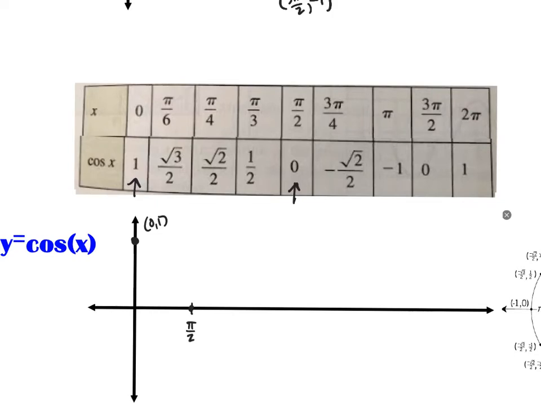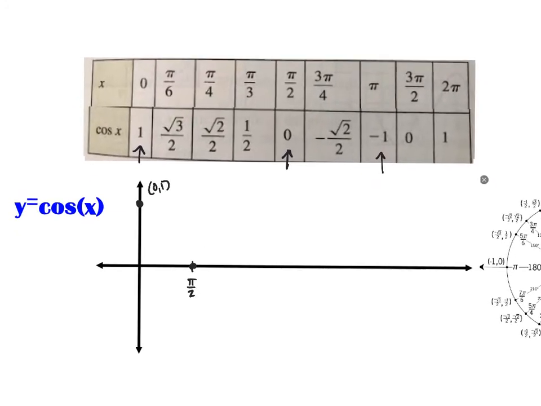Then I'm going to go out to pi over 2, and at pi over 2, we get an output of 0. Then I'm going to go out to pi in a similar way that I did with sine, and at pi, our output is negative 1. And then I'm going to go out to 3 pi over 2, and at 3 pi over 2, our output is 0. And then I'm going to go out to 2 pi, and at 2 pi, our output is 1 again. Filling in the appropriate values along the way.